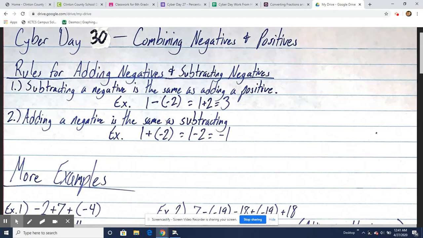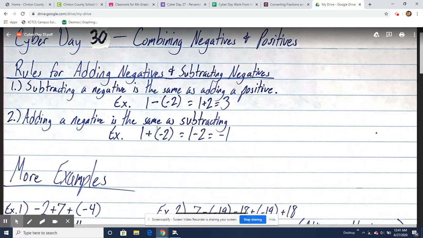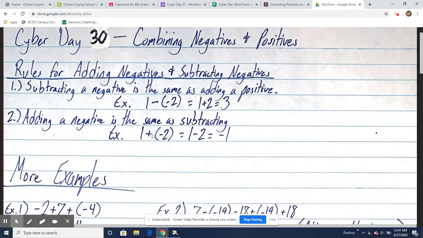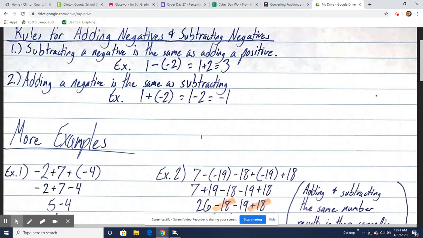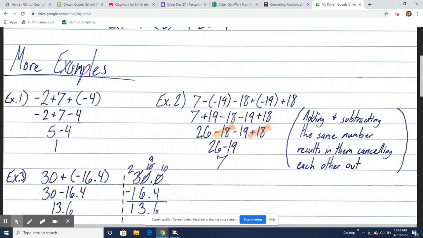Adding a negative is the same as subtracting. So if that sign is flipped and we have 1 plus negative 2, then we're technically just subtracting. So we change that sign to a subtraction symbol, do 1 minus 2, and that gives us negative 1. Some more examples we can look at.